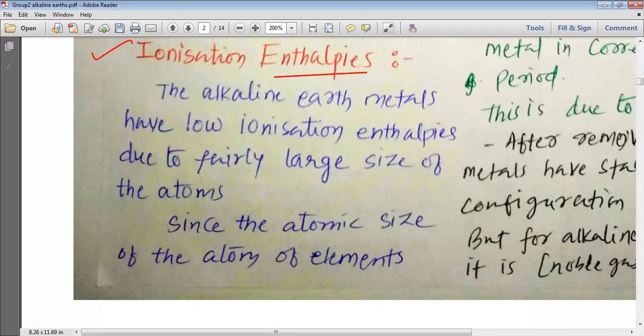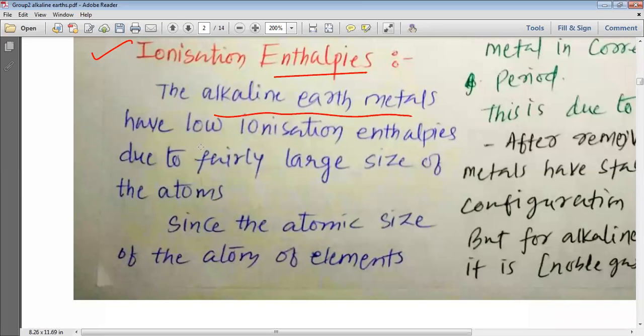Now, ionization enthalpy. If you look at their name, they are alkaline earth metals. So they are metals, and that is why they should possess the lower value of ionization enthalpy. But if you compare their ionization enthalpy with group 1 elements, what happens? Group 1 elements have generally the lowest ionization enthalpy, but as you move from left to right, the nuclear charge increases, and that is why the ionization enthalpy of group 2 elements is second lowest, or even more than the ionization enthalpy of group 1 elements.